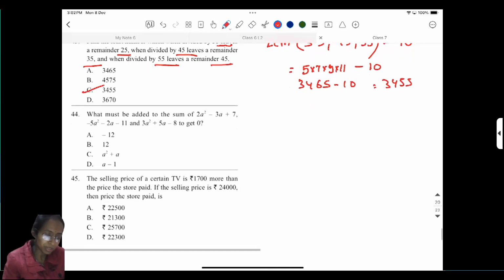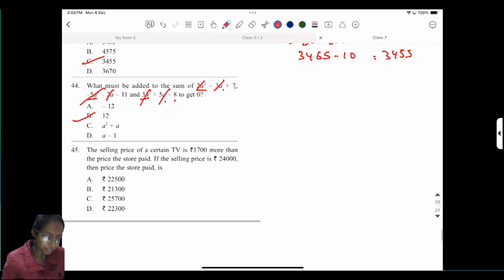Now 44th. What must be added to this, this and this to get 0? That means the negative of the sum of the total expression will be added. So 2a square minus 5a square plus 3a square, these are all cancelling out, giving already 0. Now minus 3a minus 2a and plus 5a, this is again getting cancelled, so 0. Now 7 minus 11, which is minus 4, and minus 8, that is minus 12. So plus 12 will be added so that the resultant will be 0.